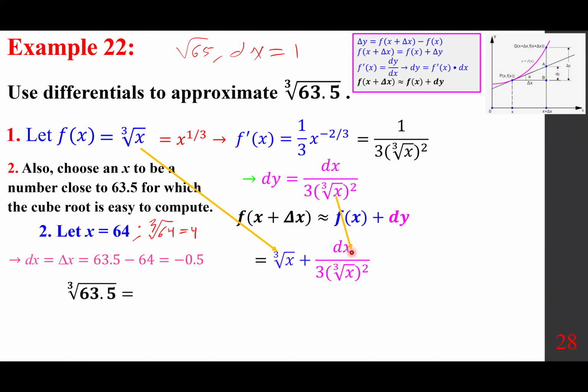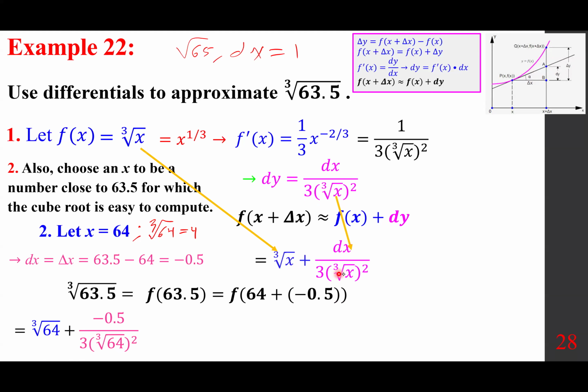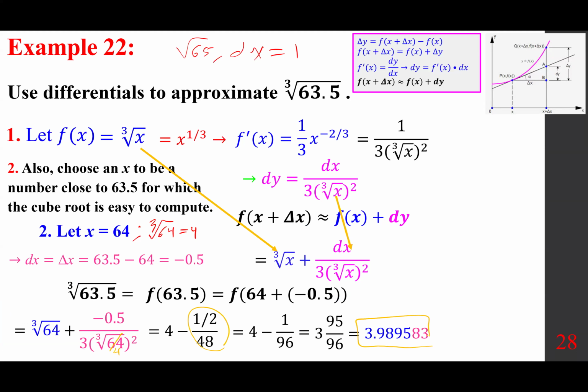We want the cube root of 63.5. That means we want f of 63.5. That means f of 64 plus negative 0.5, which means replace the x, replace the dx. And when we do that, this becomes 4. This becomes 4. Square root 16 times 3 is 48. And I hope you see that this is 1 over 96. So 4 minus 1 over 96 is 3 and 95 over 96. And this is with the approximation using it.